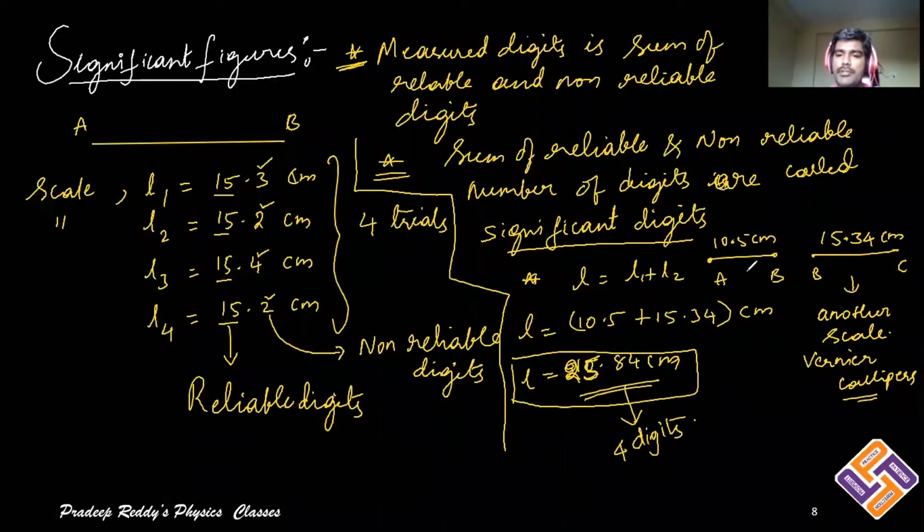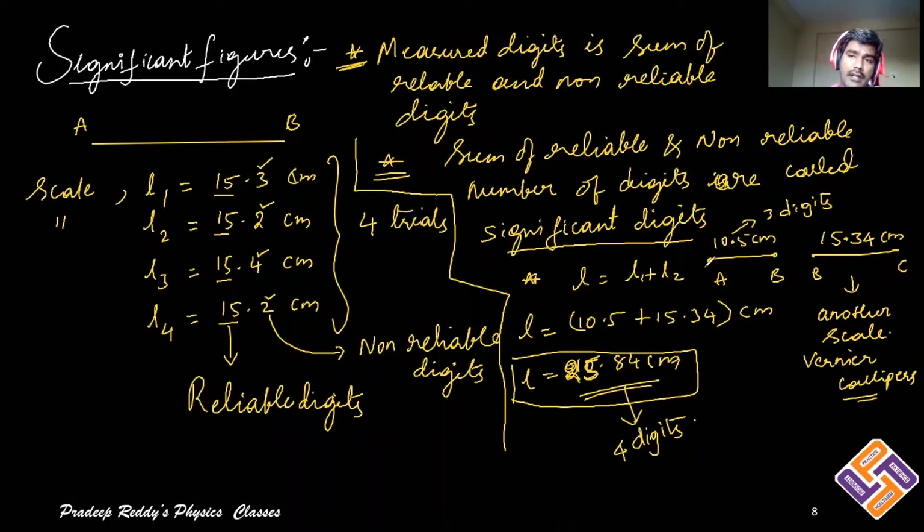But the length which you are measuring in the first AB segment, how many digits are there? 3 digits. There is an imbalance. The final answer which is showing to you is sending you information that you are using vernier calipers in measuring the whole quantities.